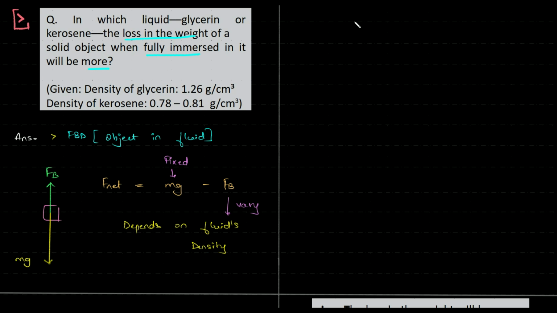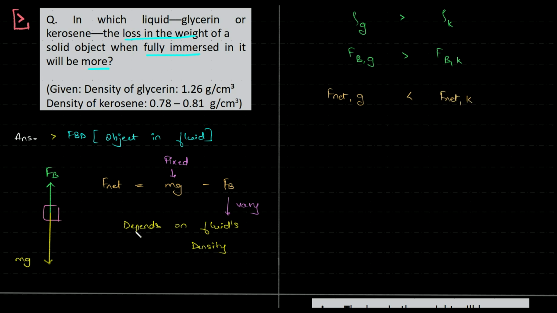Now, we can clearly see the density of glycerin is more than the density of kerosene. So as a whole, the upward force, the buoyant force of glycerin will be more than the buoyant force of kerosene. Agree? And now we can tell that the net force acting on the object inside glycerin will be lesser than the net force acting on the object in kerosene.